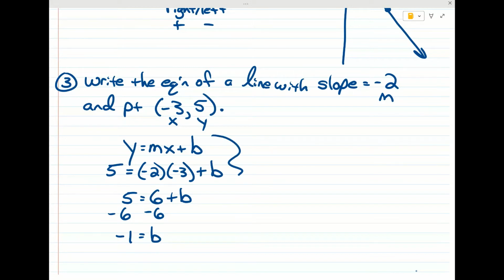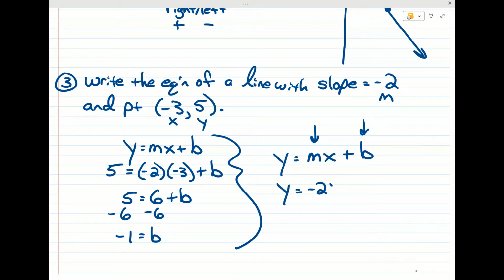So the way that we take this and come up with an equation is we want to fill in for m and b. Those are what we have to fill in. And the problem tells us the slope is negative 2. And the b value is negative 1. That would be the equation of the line.